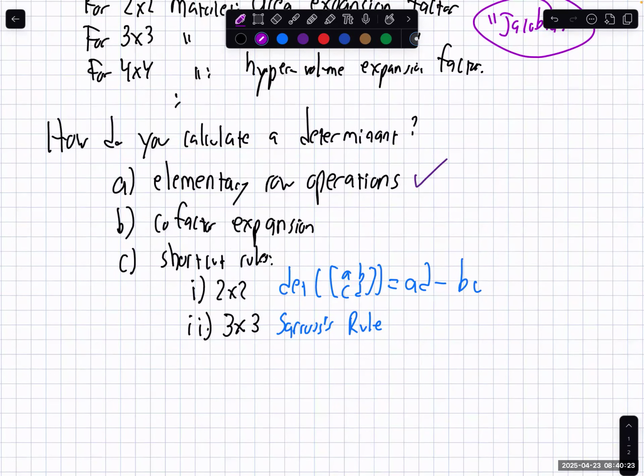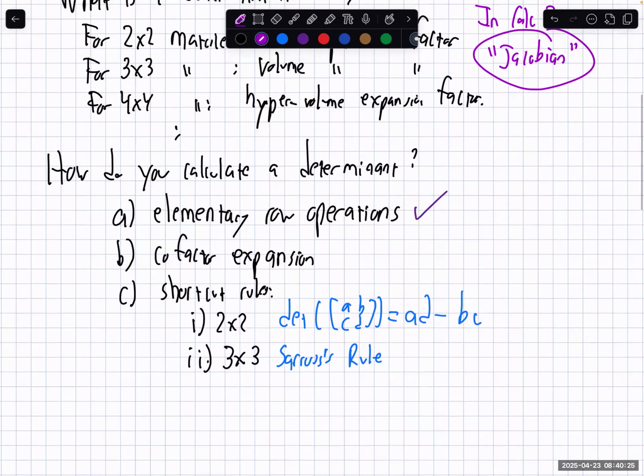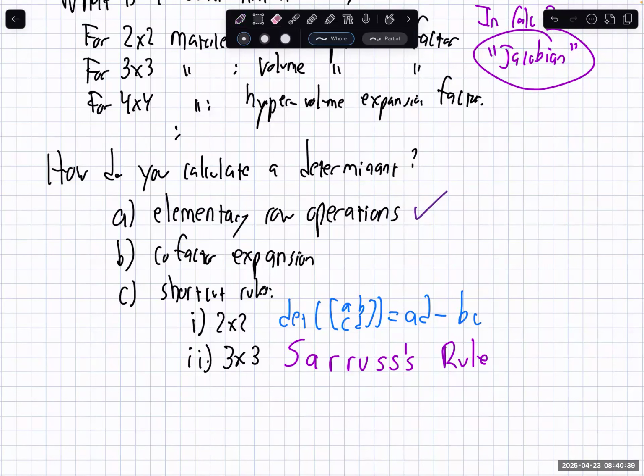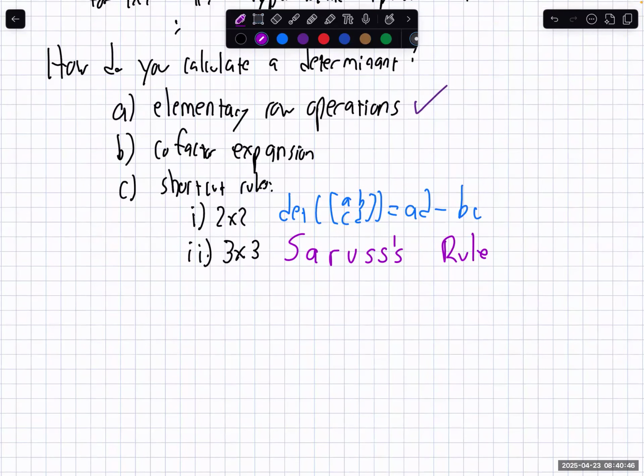What's it? What's it? Sarrus. I think it's 2 R's. Yeah, it looks weird. It might even be 1 R. I think it's actually 1 R. Exactly.